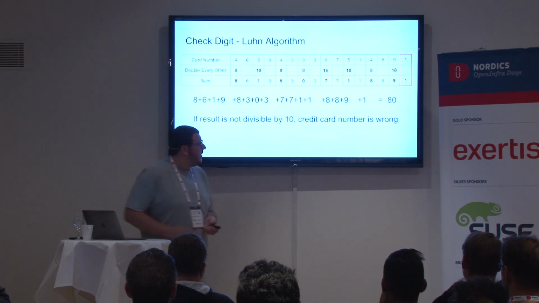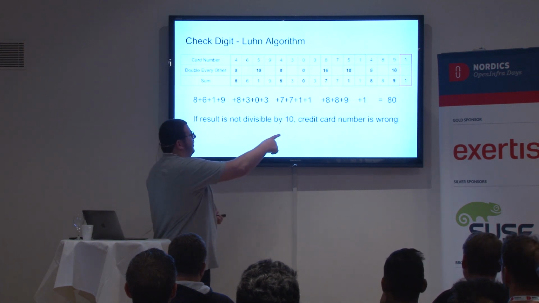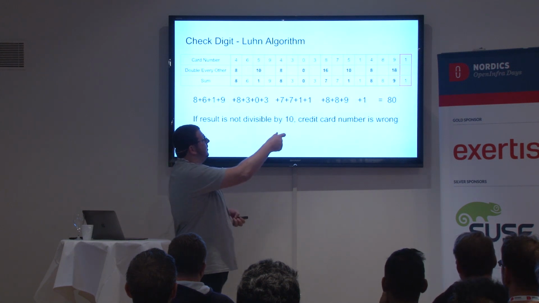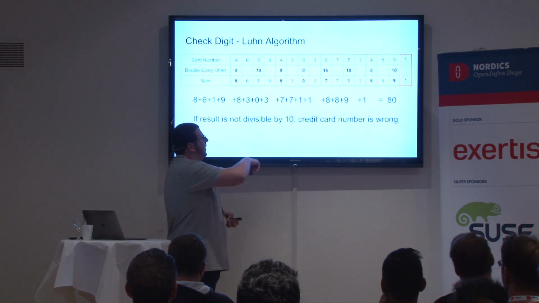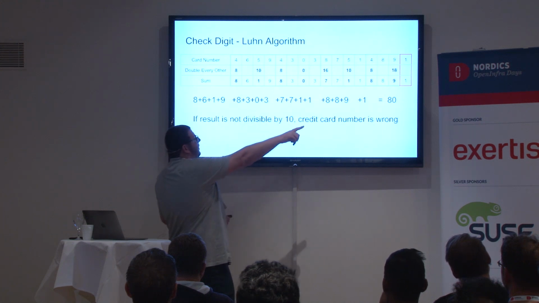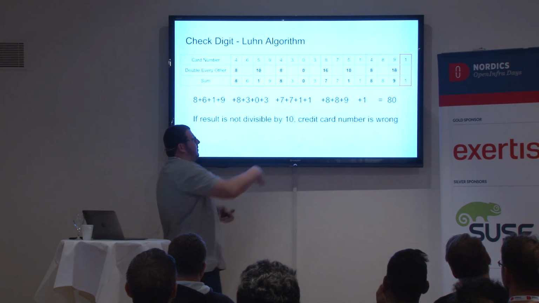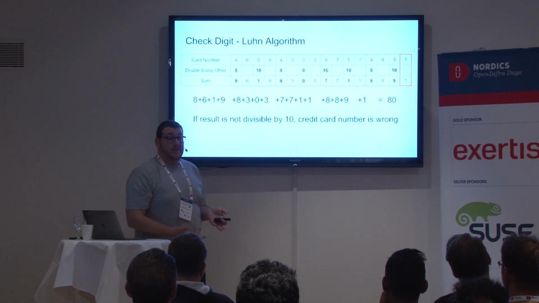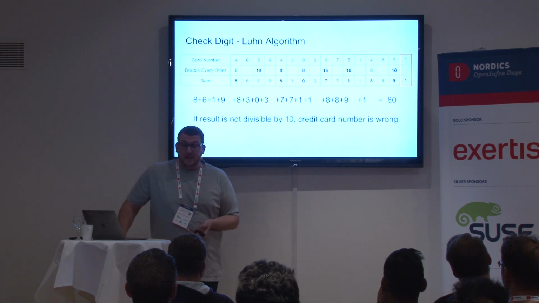And so the idea is that starting from the right, you double every other digit. And then if it's a double digit, you add them together. And you then sum up the remainder, and the last digit on the end should make it a multiple of 10. And if it isn't, then you know that the credit card is invalid.